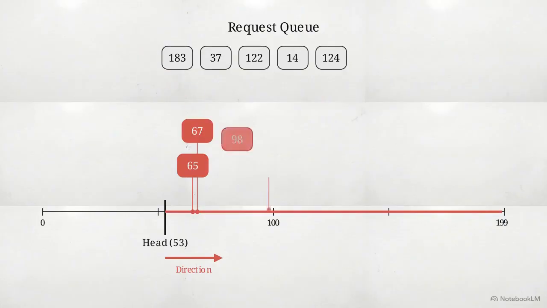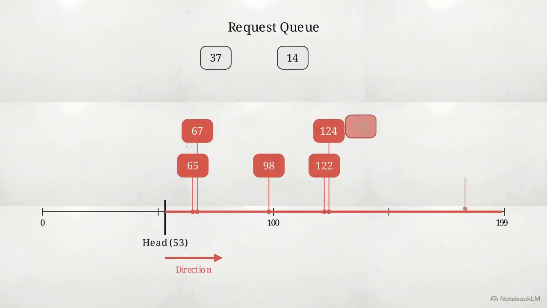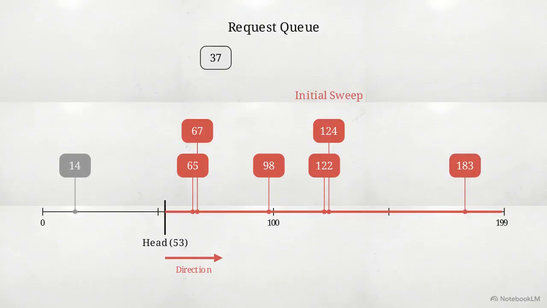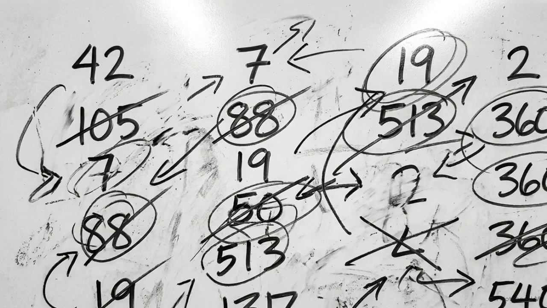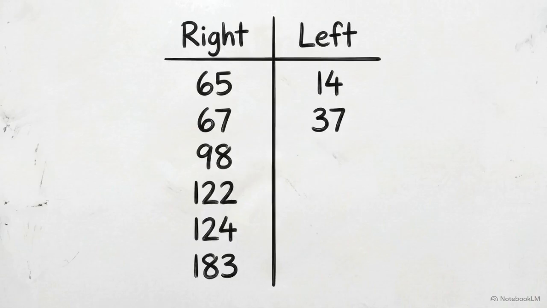First, we identify the targets that lie directly in the path of the initial sweep. These 6 requests, 65, 67, 98, 122, 124, and 183, will be picked up on the first pass. That leaves the remaining requests, 14 and 37. Because they sit behind the starting position, they are bypassed for now and must wait for the next cycle. The queue is now logically sorted and sequenced for a C-scan execution run. Failing to properly divide and sort the array before calculating is the most common reason for incorrect results on an exam. The split is a mandatory first step.